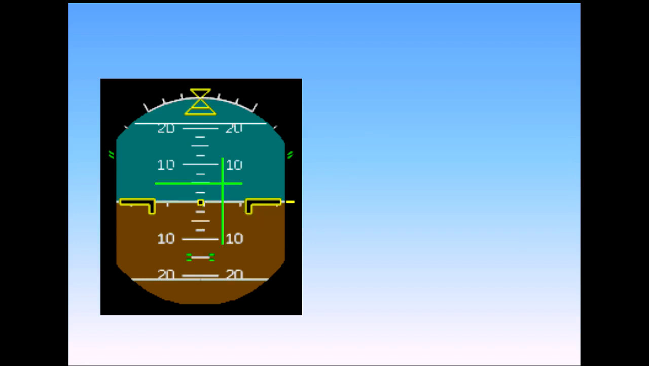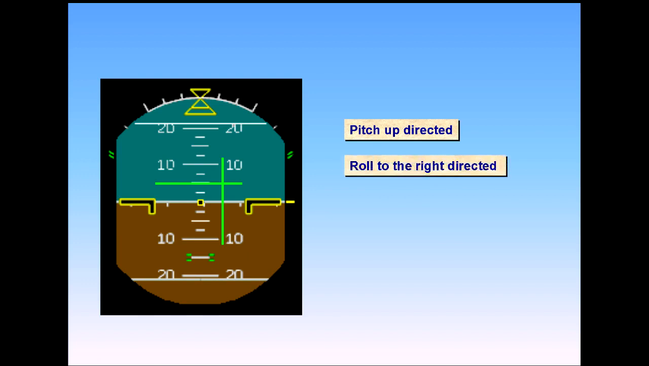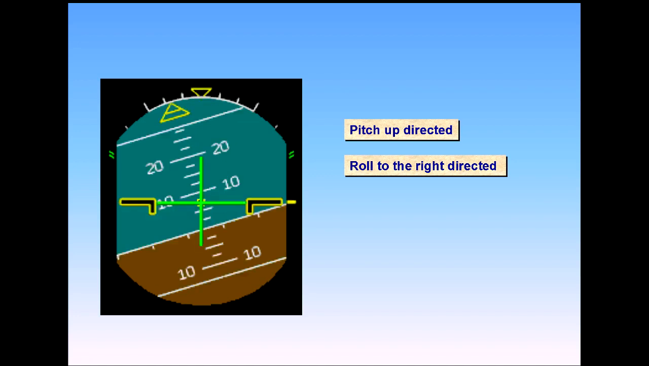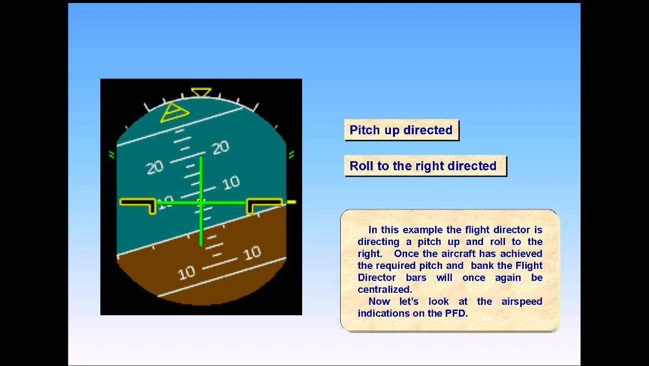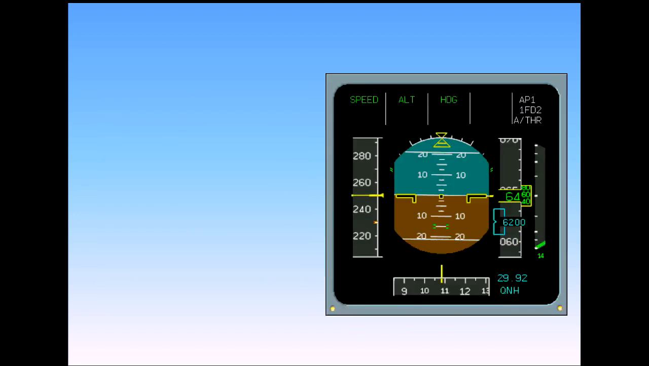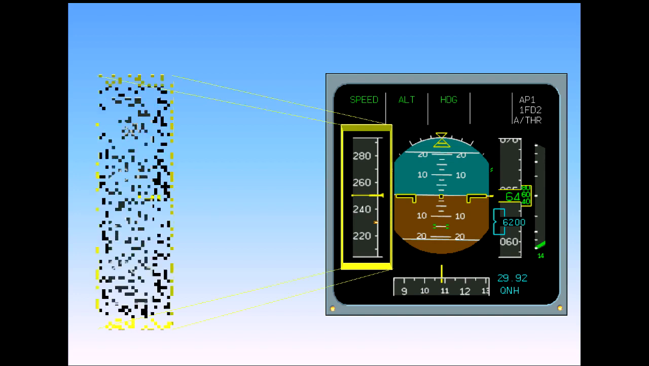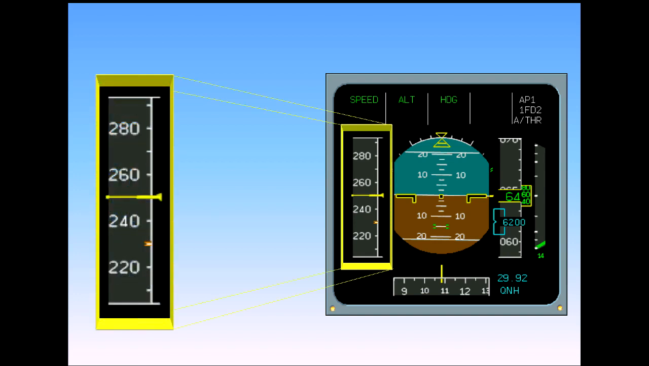In this example, the Flight Director is directing a pitch up and roll to the right. Once the aircraft has achieved the required pitch and bank, the Flight Director bars will once again be centralized. Now let's look at the airspeed indications on the PFD. The speed scale moves behind a fixed yellow reference line and triangle.